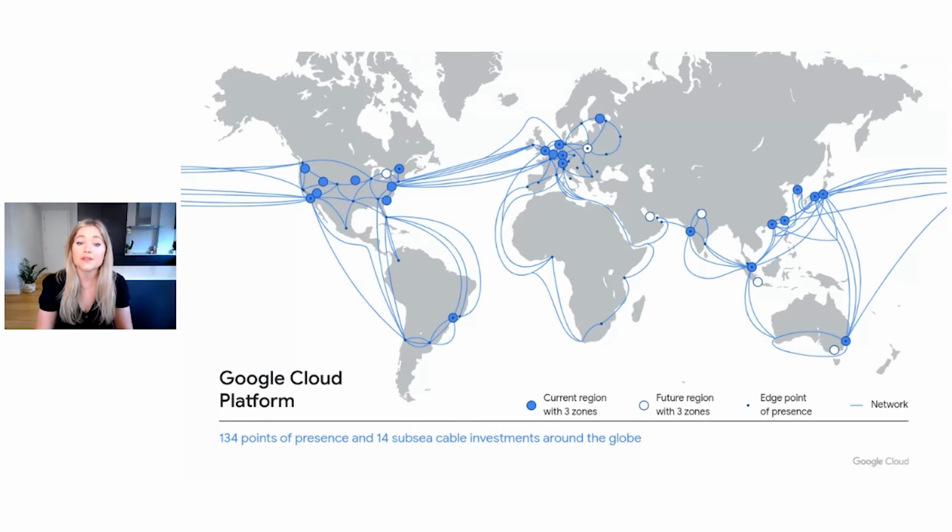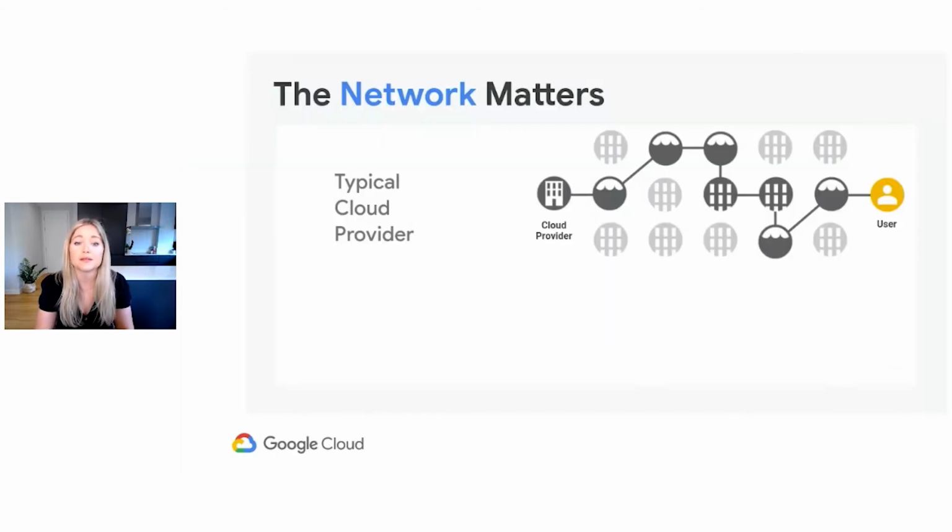The cable is named after the computer science pioneer Grace Hopper, who was involved in developing one of the first compilers that was critical to the development of the COBOL programming language. Not only is our network larger, but the design of it with the private fiber allows us to offer customers a unique combination of speed and reliability. And that's really important because the network matters.